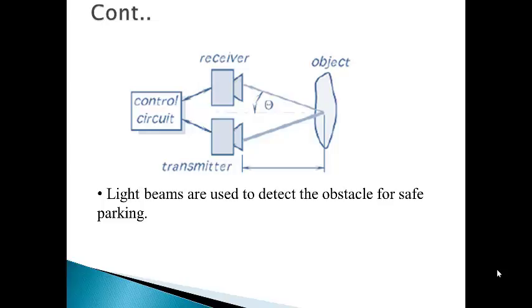Safe parking helps in not bumping into obstacles.